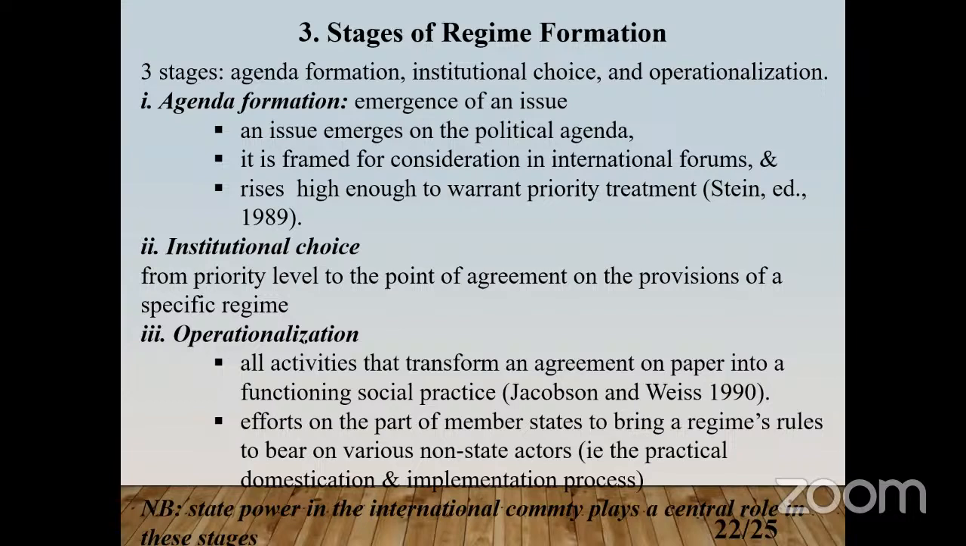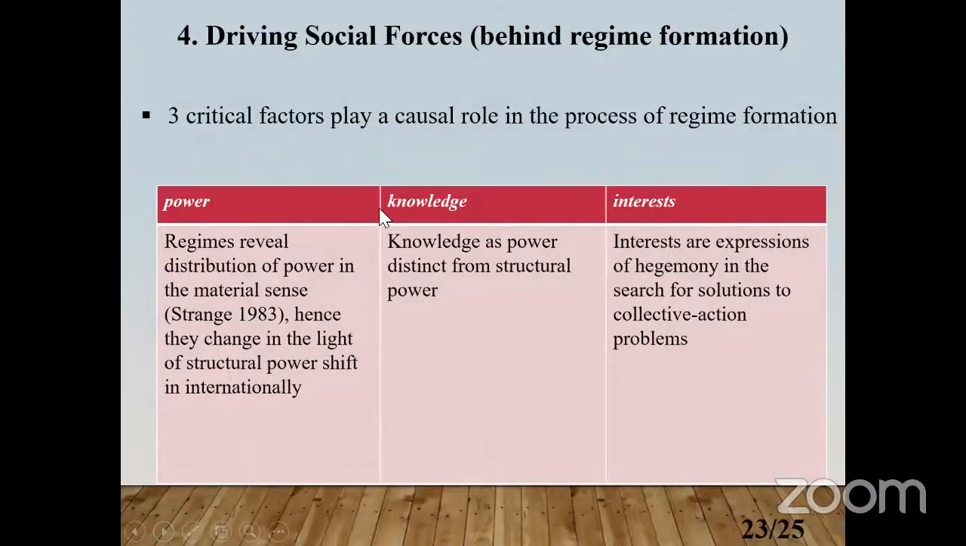Always remember that state power plays a central role in these stages in the international community. So state power will reveal its influence, whether you are moving in this direction as a realist, as a liberalist, or as what we are calling the hegemony.